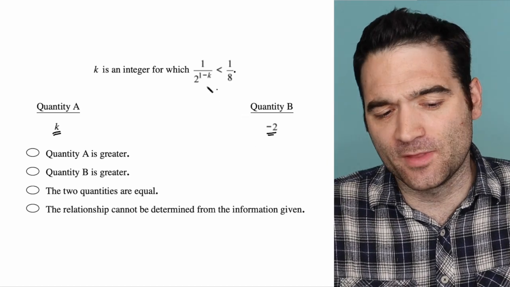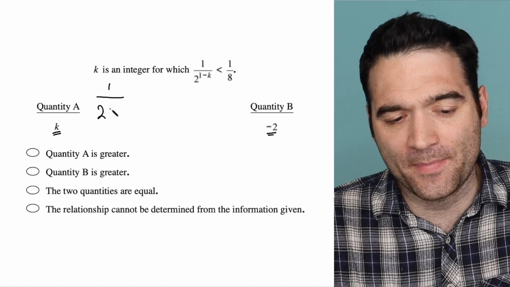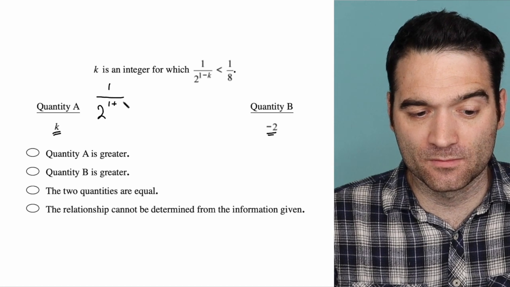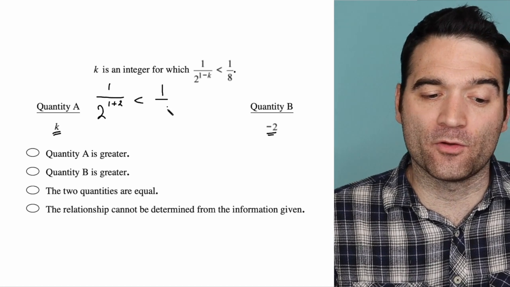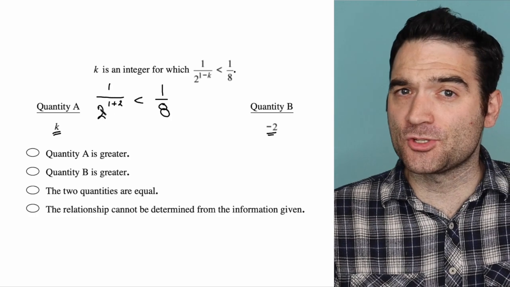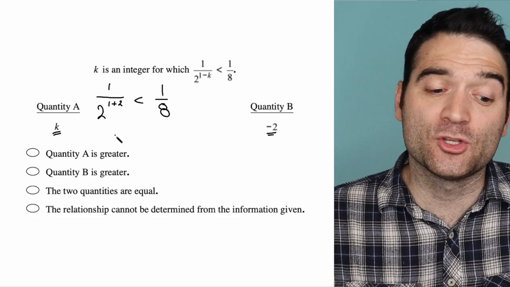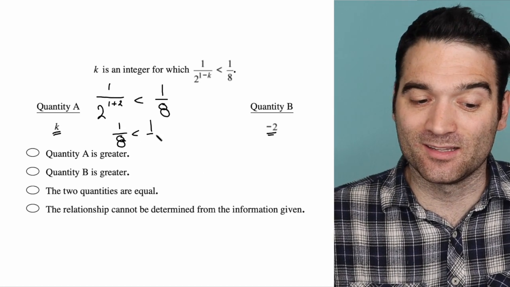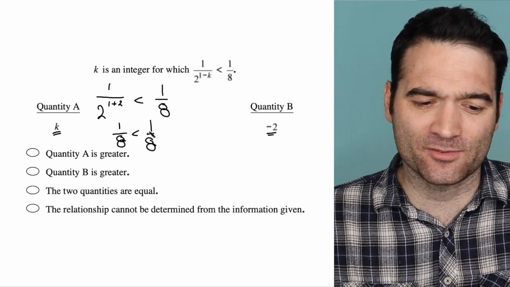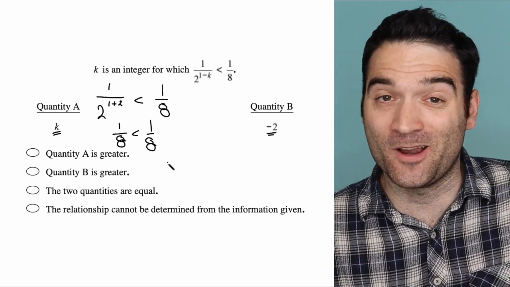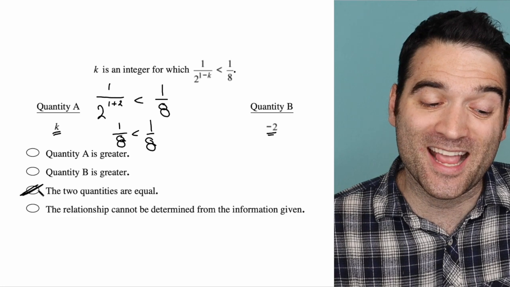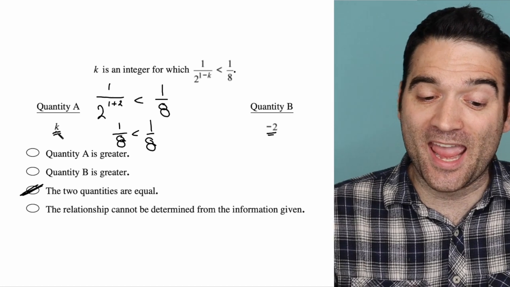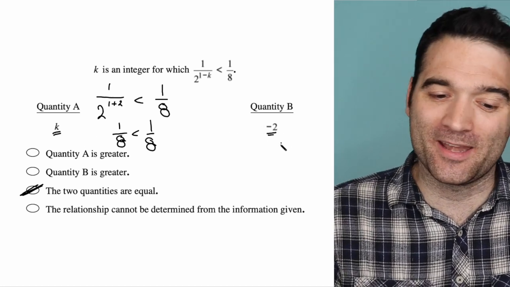So if k is negative 2, then I get 1 over 2 to the power of 1 minus negative 2, so that's plus 2, is less than 1 over 8. Now 1 plus 2 is 3, so that's 2 to the power of 3. So 1 over 2 to the power of 3 is 1 over 8. Less than 1 over 8? Well, that can't be the case, right? That's not a true statement. 1/8 is not less than 1/8. And so that means that these two quantities cannot be equal to each other. The question then becomes, well, does k have to be less than or greater than negative 2?